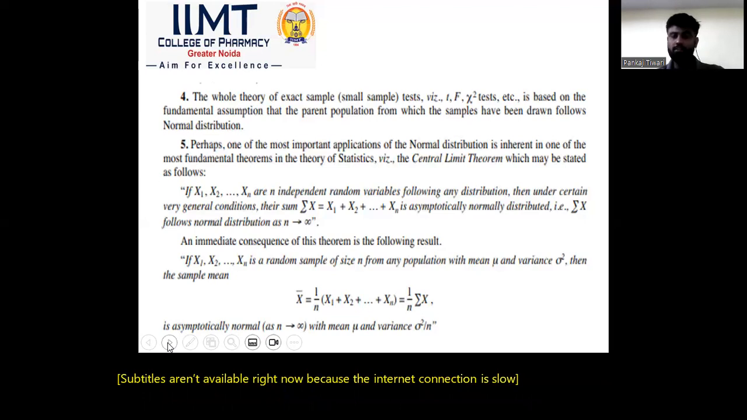if x1, x2, ..., xn is a random sample of size n from a population with mean mu and variance sigma square, then the sample mean x bar, equal to 1 upon n times (x1 plus x2 plus ... plus xn), is asymptotically normal as n goes to infinity, with mean mu and variance sigma square upon n.